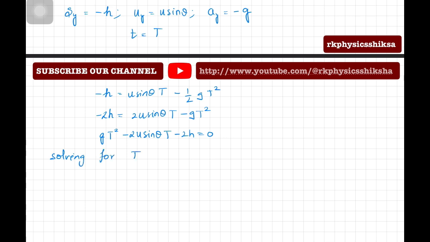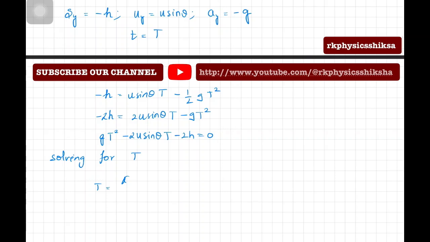Solving for capital T, the time taken by the particle to reach the ground is equal to u sine theta divided by g plus or minus root over u square sine square theta by g square plus 2h by g. From the same, I can even calculate the height of the tower from this equation here.